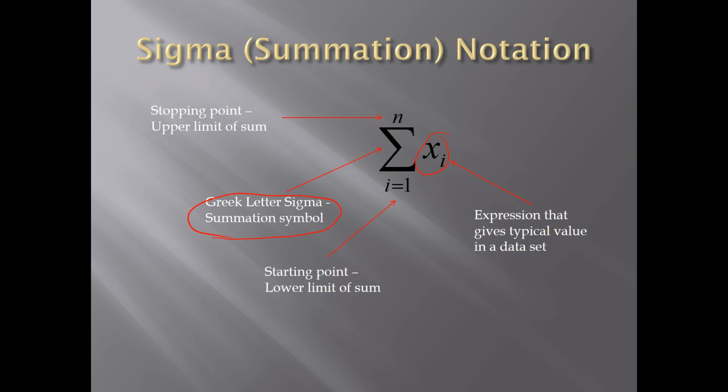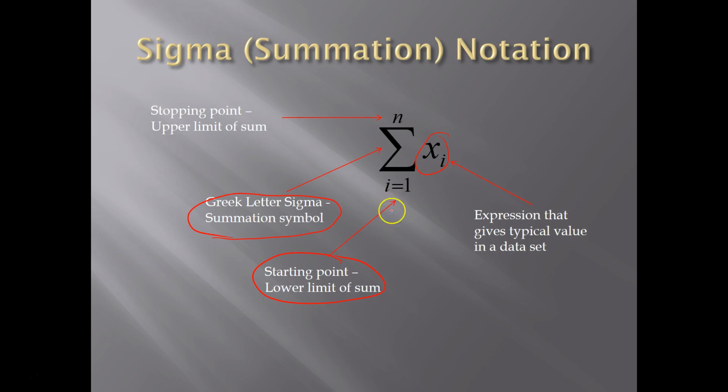Okay. Now let's look at the things that you see on the top and bottom of the sigma. At the bottom is your starting point. So that's where, what value are you going to start counting on? In this case, you see i equals 1. That means you're going to start adding, you're going to start summing at the first term in your data. If this had been i equals 2, that means you would disregard the first term. You would not count it in the sum. You would only start counting the sum from the second term on. If this said i equals 7, you would start counting the sum at the 7th term, and you would ignore the first 6 terms.